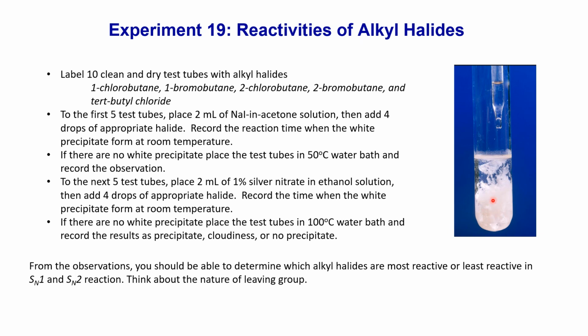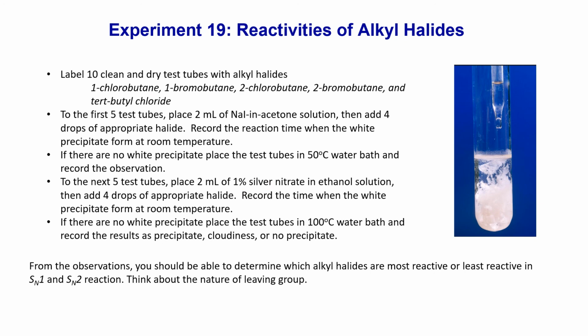If there's no white precipitate, then place the test tube in a 100 degrees Celsius hot water bath, okay? Now be careful, it is boiling hot, so don't get yourself burned, all right? In the hot water bath, some of the alkyl halides will react with the silver nitrate to form a white precipitate. Record down the time when you see the precipitate or cloudiness, or maybe some will not precipitate at all. Some alkyl halides will not react with silver nitrate.